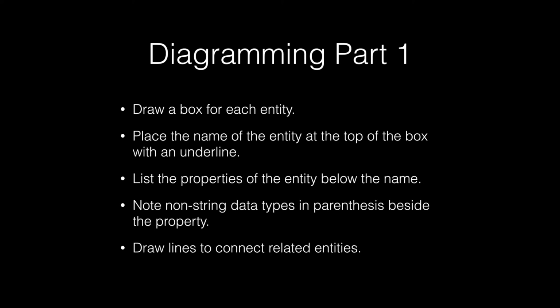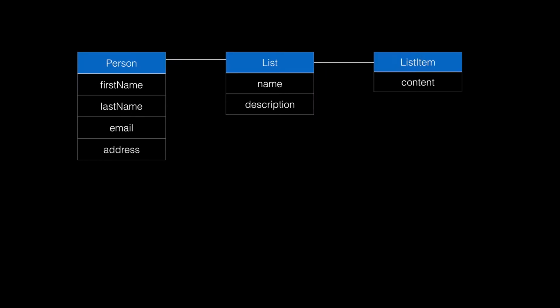So we'll assume that each of the properties is going to be a string. But if we want any of them to be something else, like integers, it's a good idea to note that in parentheses. Finally, we can draw lines to connect related entities or demonstrate that they're connected in some form.